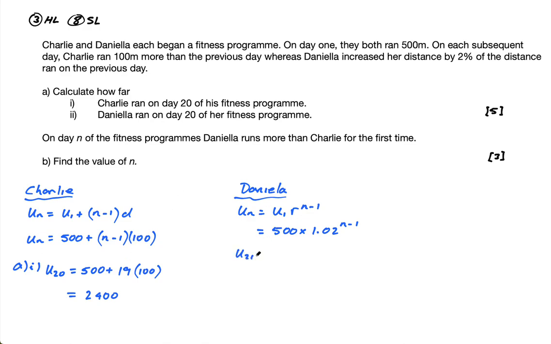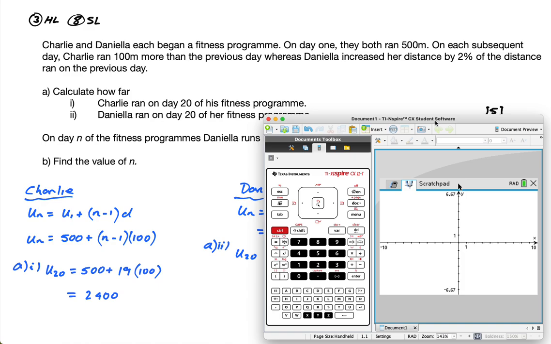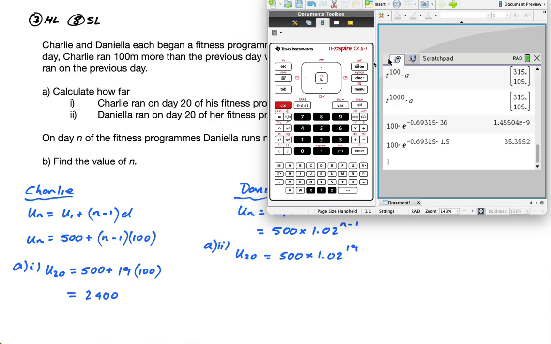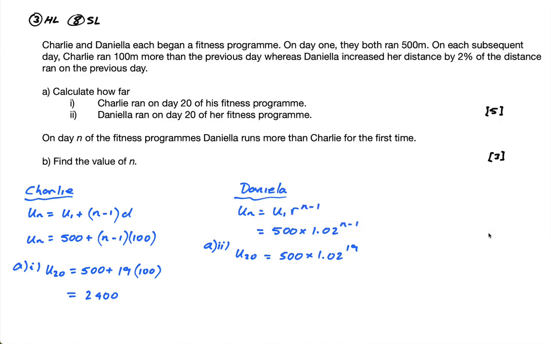Daniela's U of 20, so this is part ii. Her U of 20 is 500 times 1.02 to the power 20 minus 1, which is 19. This, yes, I absolutely, definitely want my calculator for. It's 500 times 1.02 to the power of 19, which is 728.406.